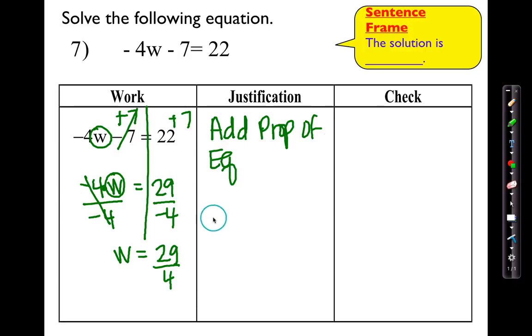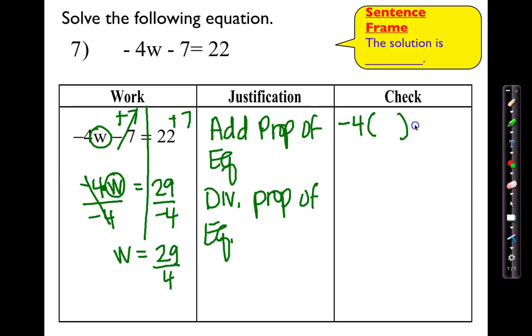Okay, now here I divided both sides by -4, so I was utilizing the division property of equality. And then last but not least, we need to check our work to see if it checks out. We're going to do the same as before. We're going to write the entire expression, except instead of a variable, we put a placeholder for our solution. And now let's go ahead and plug in our answer.